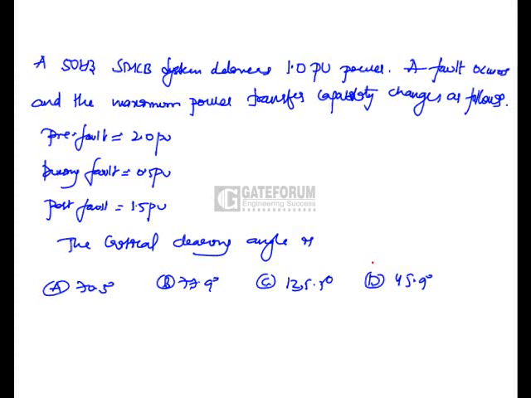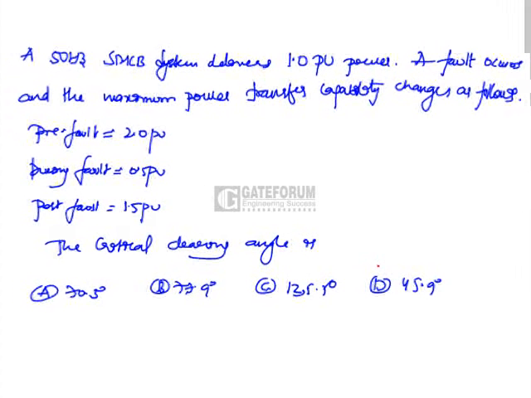An SMCB, that is a synchronous machine connected with a circuit breaker system, delivers 1.0 per unit power. A fault occurs and the maximum power transfer capability changes as follows. The pre-fault, post-fault, and during-fault maximum power transfer capabilities are given. We have to find the critical clearing angle. This is a question based on the equal area criterion.